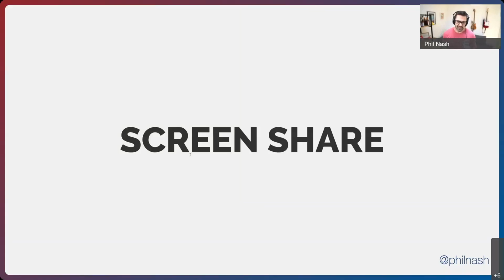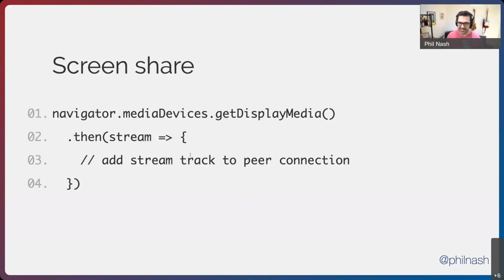Next up is screen share. Screen share has been a painful thing on the web for years because it used to require you to build an extension in order to access the screen. Terrible. Thankfully, the browsers got together and sorted that out, and we now have another function on the media devices object, get display media. And get display media works almost the same as get user media. It returns a promise, which ultimately resolves to a video stream of the display chosen.